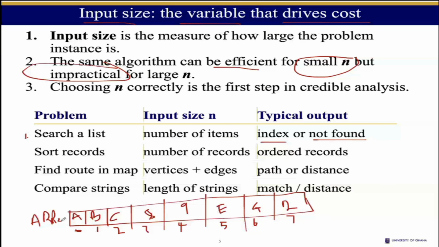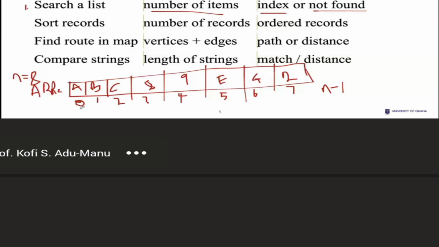So the search simply means that if I'm searching for any item, the input size will be the number of items in this list, which is here 8. Because I'm starting at index 0, the last element is n minus 1. The number of elements here is n, and n is equal to 8, but because I start at index 0, the last element is always n minus 1.